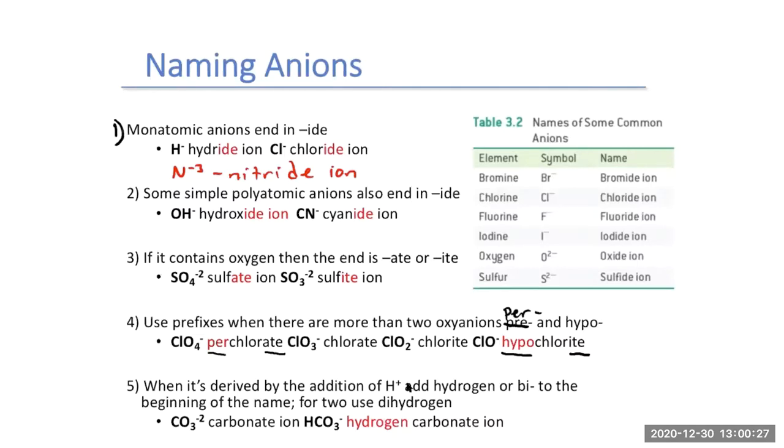And then finally, if you have hydrogen in it, you can have a prefix of either hydrogen or bi. What I mean by that is if we start with carbonate and I add one hydrogen to it, I get hydrogen carbonate or bicarbonate. Both of those names signify the exact same polyatomic ion, HCO3 minus. So that's another tricky one to watch out for. You can either call it hydrogen carbonate or bicarbonate, and they both mean the exact same thing.